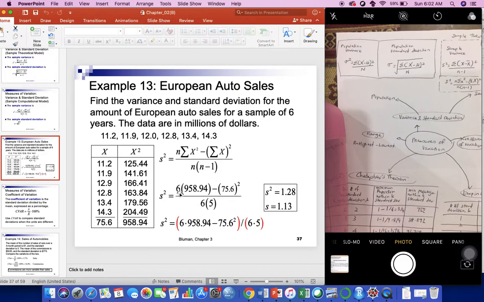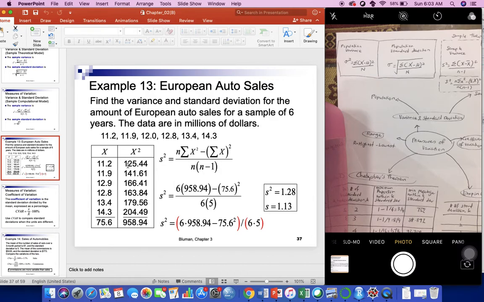So n here is also 6. And then how to find the summation of x to the power of 2? The first thing is you need to find all the squares. 11.2 to the power of 2, you will get 125.44. 11.9 to the power of 2, you will get 141.61. Until 14.3 to the power of 2, you will get 204.49. After you get all these squares, you need to find the summation.